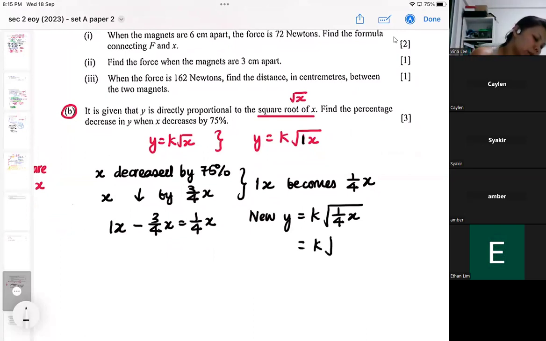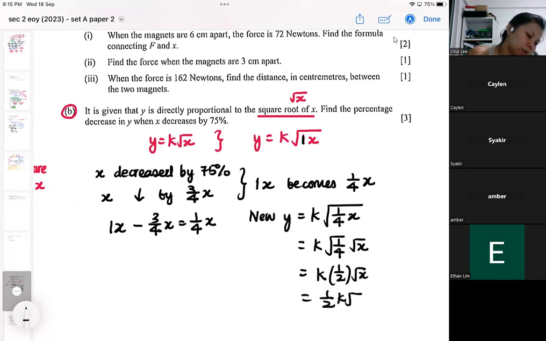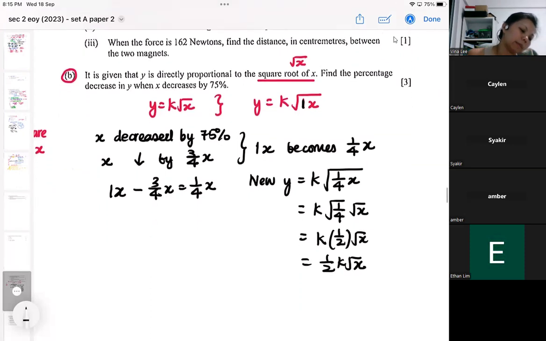How do you square root 1/4 x? You square root them separately. So you will get a half. So it actually becomes half k root x. So this is your new y. This is your old y.